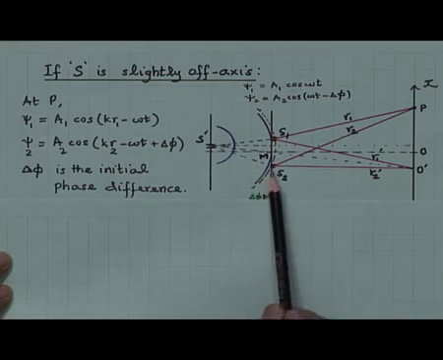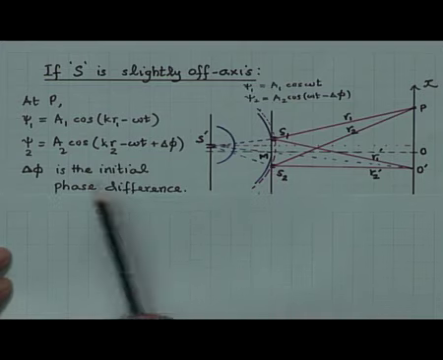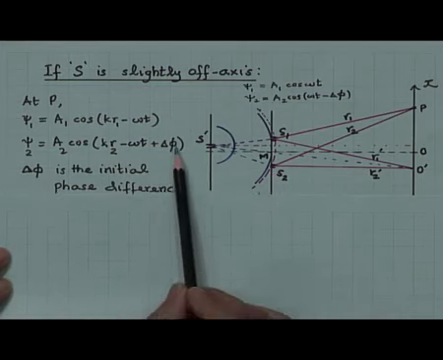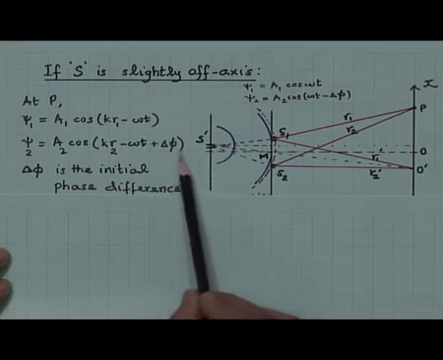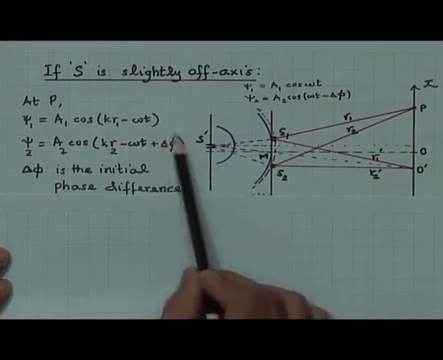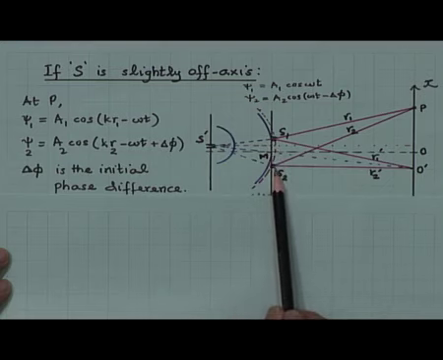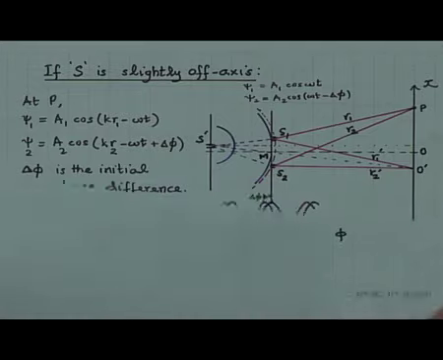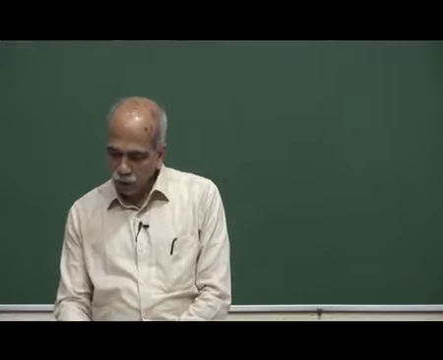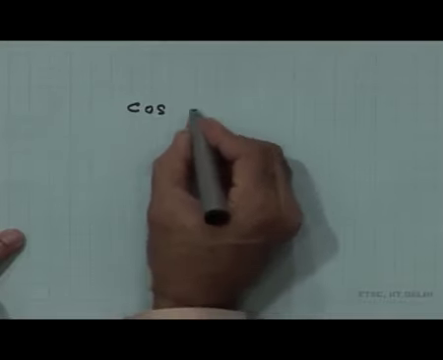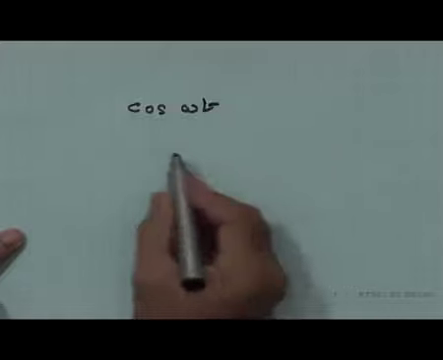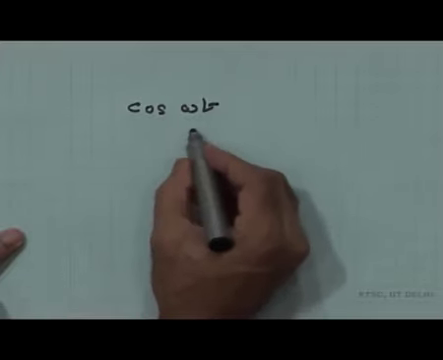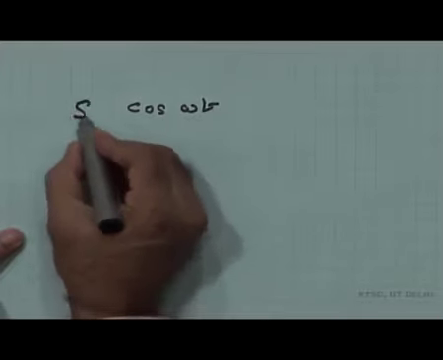At a later time it will reach here, and therefore there is an initial phase difference of delta phi between the sources S1 and S2. Please see that the wave front would reach here at a later time. Let me explain this. If I had cos omega t as the initial phase, then we will get the same wave front at S2. This is at S1.